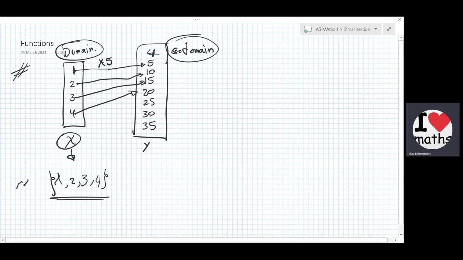So what is the meaning of the domain, guys? It is the places or the values that I used for the replacement. This is what we call a domain. So here I have 1, 2, 3, 4; these are the domain.